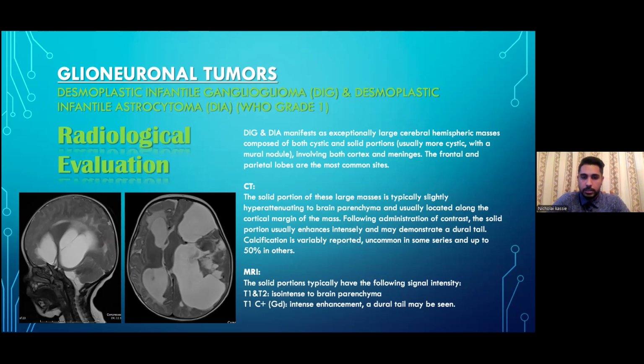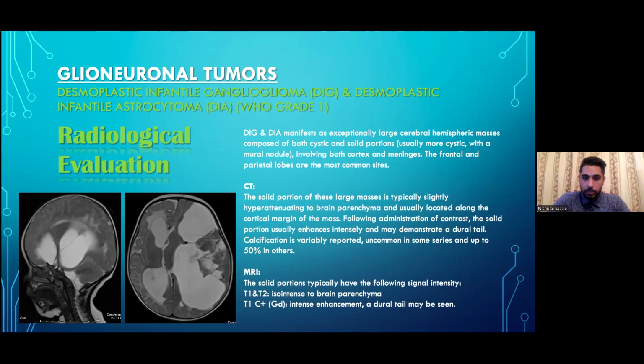With regards to CT, the solid portion of these masses is typically slightly hyper-attenuating to brain parenchyma and usually located along the cortical margins of the mass. Following administration of contrast, the solid portion usually enhances intensely and may demonstrate a dural tail. Calcification is variably reported, uncommon in some series and up to approximately 50% in others.